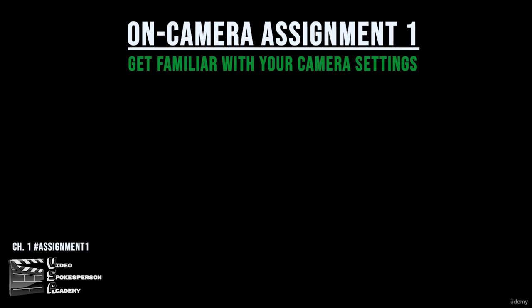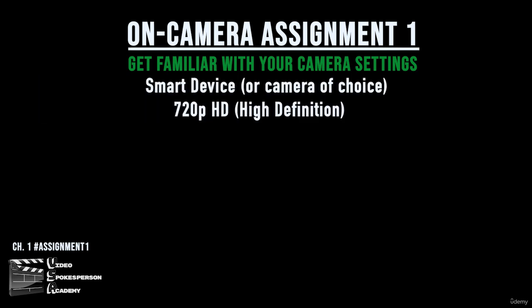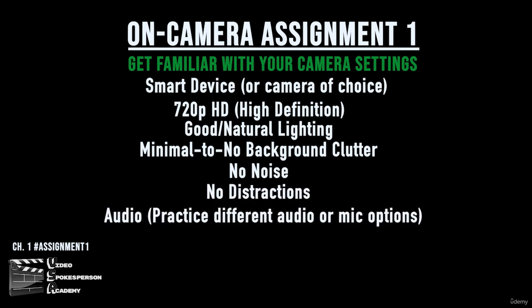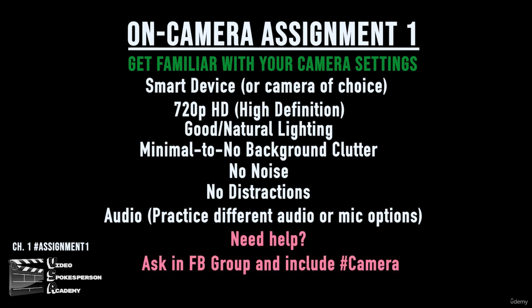So, now it's time to test your camera on your smartphone or tablet. With this video presentation, there's no green screen setup. Just using your smart device, please film in at least 720p HD, good lighting, minimal to no background clutter, film in a place with no noise or distractions, and for your audio, a few options. Film close enough to your camera so that we can hear you, or use your earbuds that work with your smart device. Or if you already have a mic of some sort that connects to your smart device, you can use that. Now, this course is not about teaching you about your camera settings, but if you're unsure about your camera settings, ask in our Facebook group page and hashtag it camera.